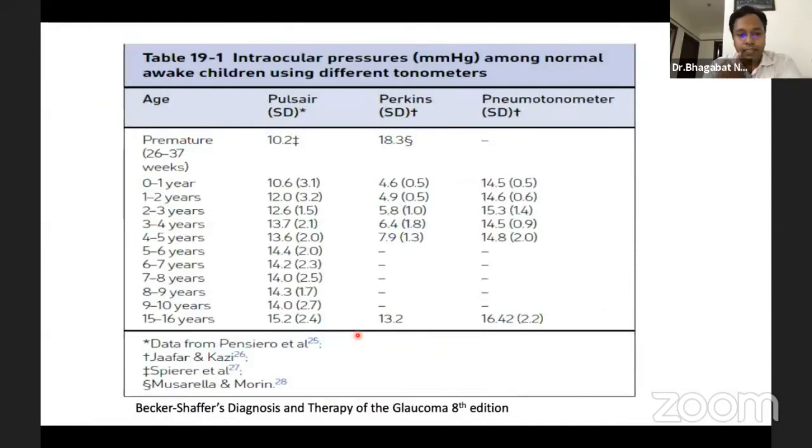This is from Baker Saffers, they did tests for glaucoma. I have taken a table. You can see with Perkins tonometry, in those less than 1 year, they have even 5 millimeters of mercury, 6, 7, and in cases of 13, 15, 16 years. So that means they have less than 10 etc. in the younger kids.